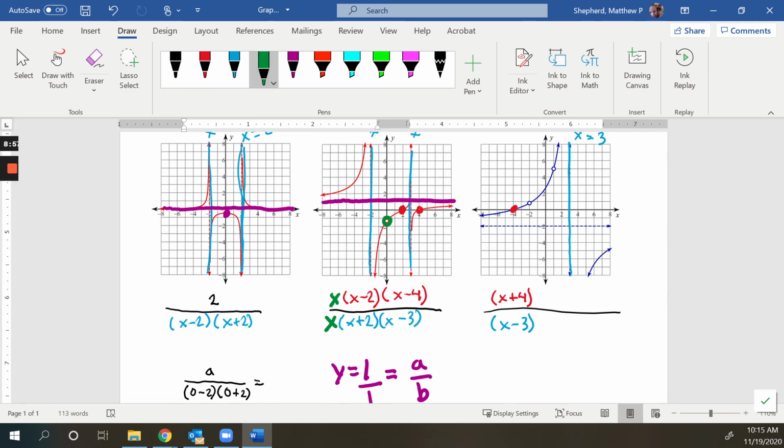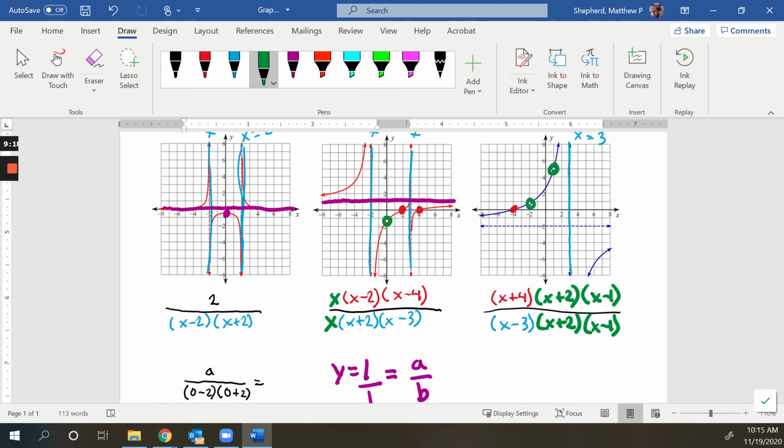Now checking for holes, we got this one at -2. So we'll have x plus 2 in the numerator and denominator. This one at 1, so x minus 1 in the numerator and the denominator.